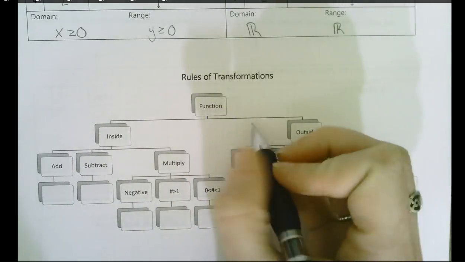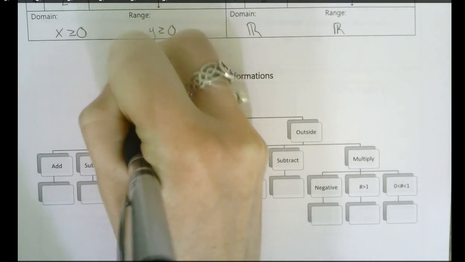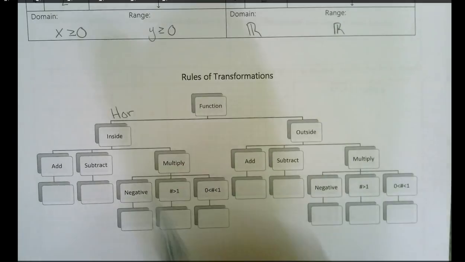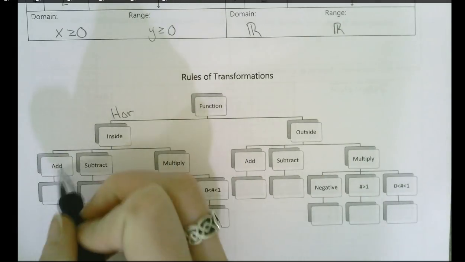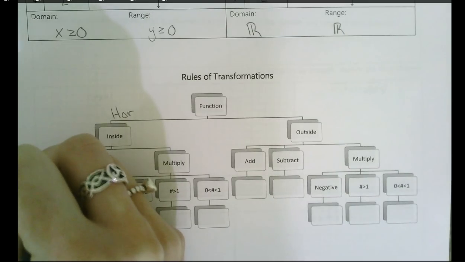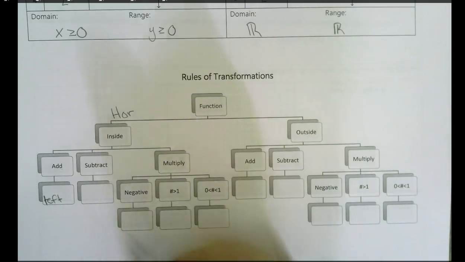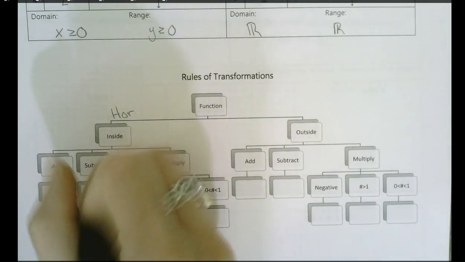Okay, so when we are on the inside here, remember that is a horizontal change. So if I am on the inside and I add something, that's going to move my function to the left. When I subtract on the inside, it's going to move my function to the right.